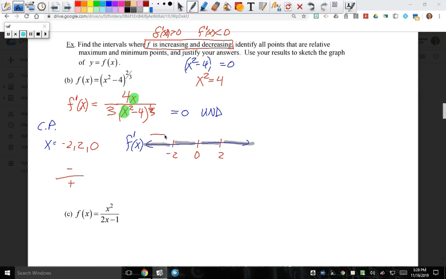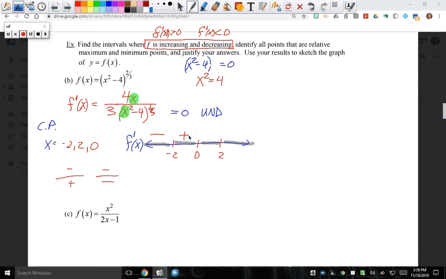Okay? Omar, let's test something in between -2 and 0. What do you want to test? -1. Plug it in. What do you get for the numerator? Well, just negative, right? All we care about is the sign. Now plug in -1 for the denominator. Negative. So what is my sign? Positive.